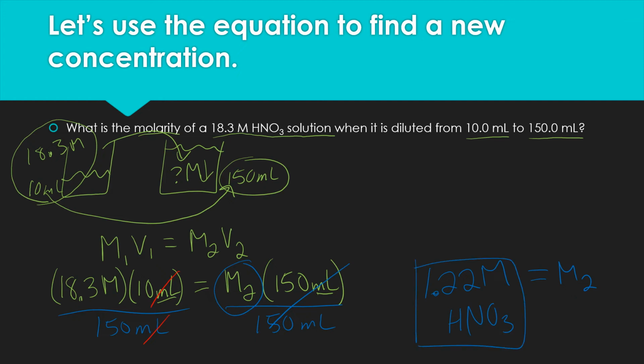So we can see it goes from 18.3 molar. We're measuring 10 milliliters of that. We're adding water till it's 150 milliliters, and its new concentration has dropped to 1.22 molar. Since our volume went up, our molarity went down.